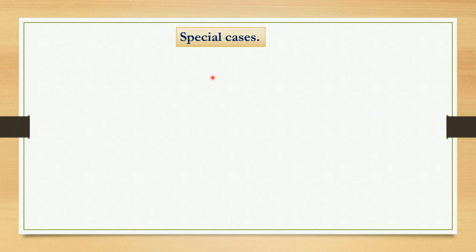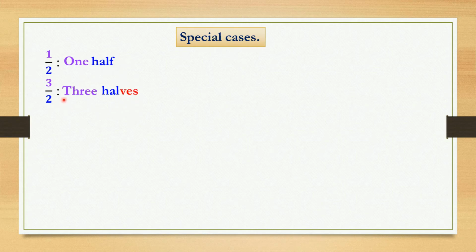Now we are going to learn some special cases. If the denominator of a fraction is 2, we don't read this fraction one twoth, we add th, no. We read it 1, and the denominator 2, we read it half, and the fraction is one half. The fraction 3 over 2, we read it 3, then we write the plural of half, which is we change the f into ves, and we read the fraction three halves.